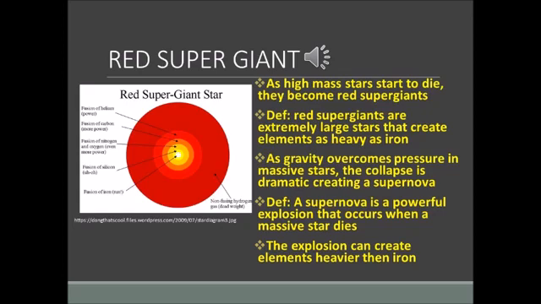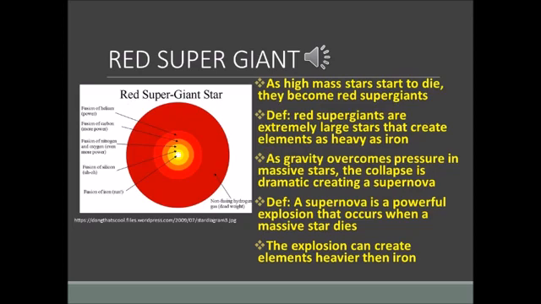A red supergiant is what high mass stars become as they start to die. They are extremely large stars that create heavier elements in the core. In this diagram, you can see we have helium, carbon, nitrogen, silicon, and iron. As gravity overcomes the pressure in the massive stars, then it collapses, creating a dramatic supernova event. A supernova is a powerful explosion that occurs when the massive stars die. The explosion can create heavier elements than iron.